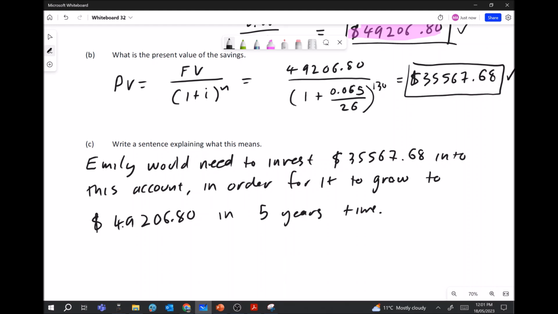So essentially what we're saying is the amount of money today is this much, the 35,000 and a bit, and in the future it would need to grow to 49,206 to have the same value. All right, go ahead and try some of these time value of money questions.